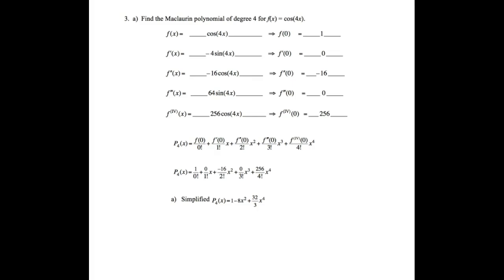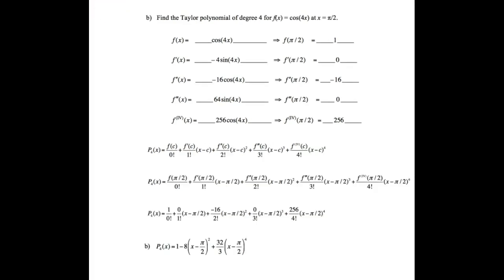Using the formula for the Maclaurin polynomial, we get 1 over 0 factorial plus 0 over 1 factorial x minus 16 over 2 factorial x squared plus 0 over 3 factorial x cubed plus 256 over 4 factorial x to the fourth, using the values from up above and just putting them in the corresponding places. Simplify, p sub 4 of x is equal to 1 minus 8x squared plus 32 over 3 x to the fourth.